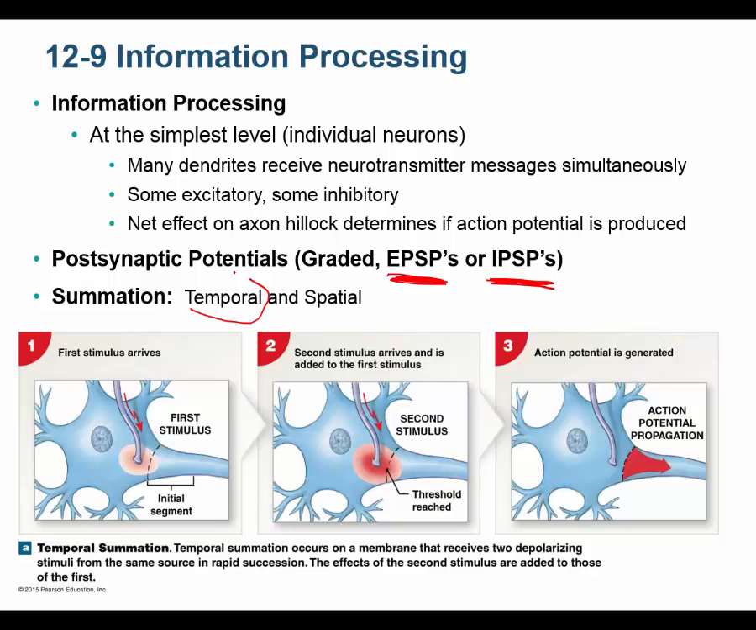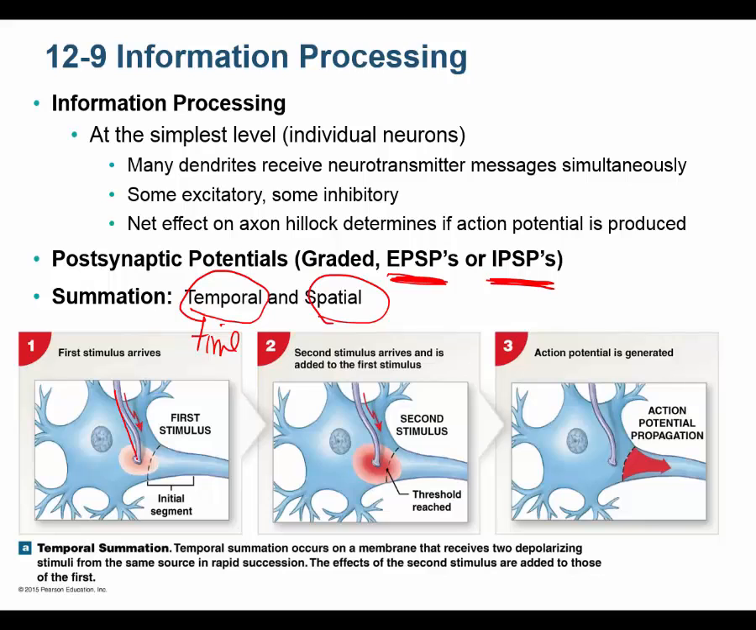And there's a couple of different types of summation going on. First of all, you have temporal summation, where it sums them in time. Temporal means time. And you have spatial summation, where you sum two of them that are side by side, not too far. They come in at the same time, but they're side by side. So let's look at temporal summation first.